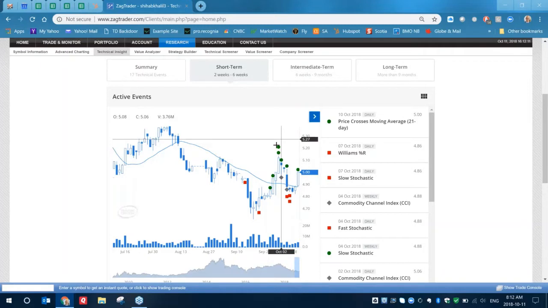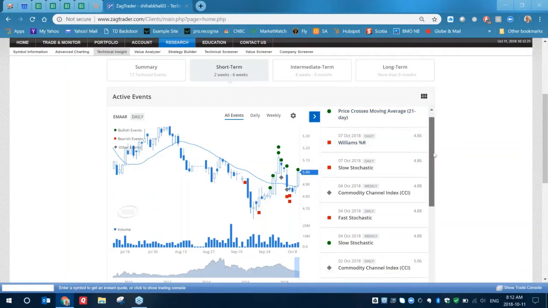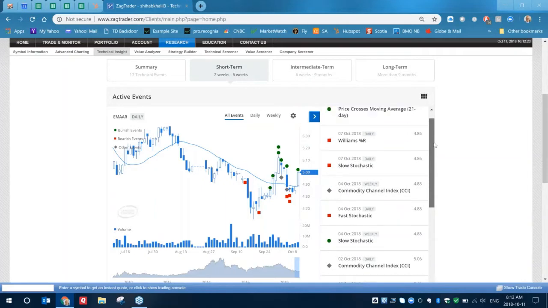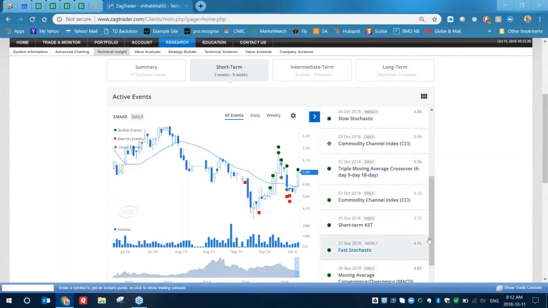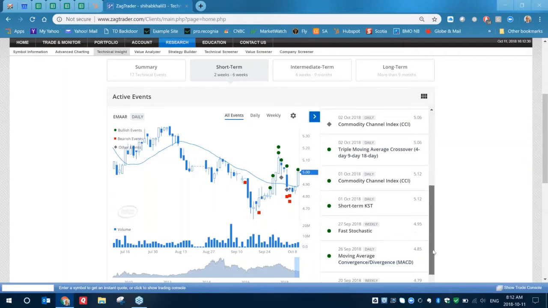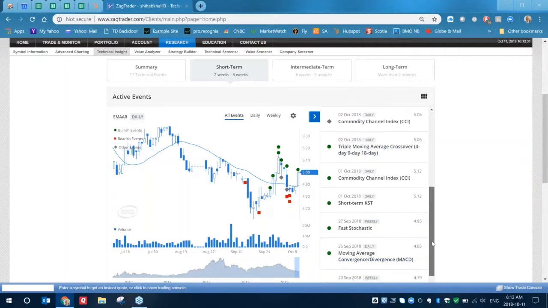And if I look at the list on the right-hand side, this is all the currently active technical events organized from newest at the top and older as you move your way down the list. So you can see certainly there's been a cluster of bullish events. In particular, since October 2nd, we had 5 different technical events that were all bullish in this time horizon.